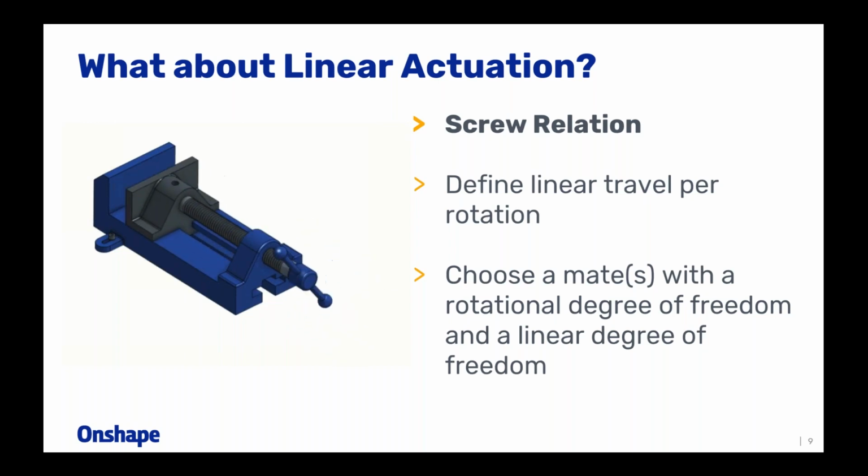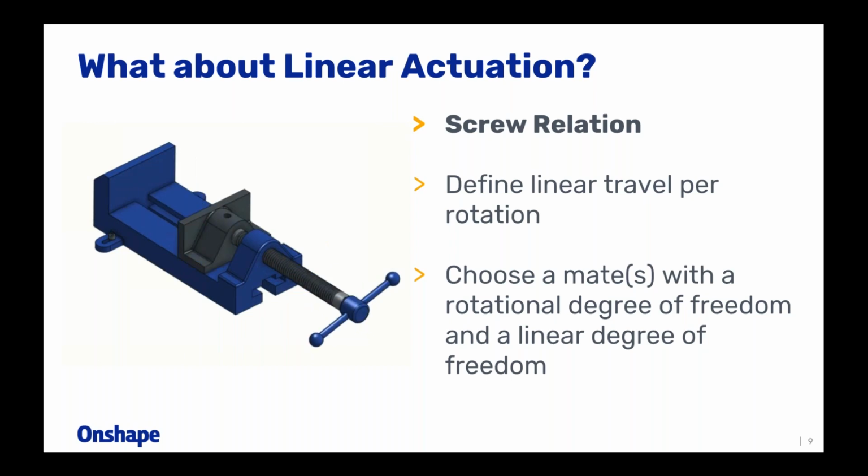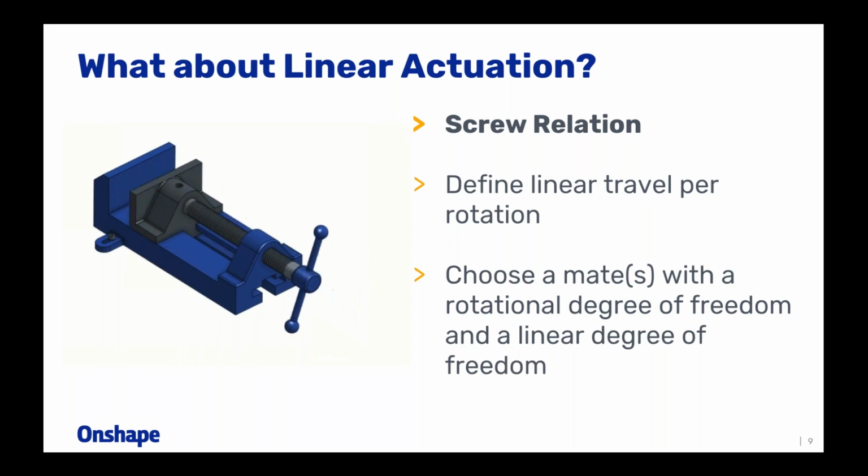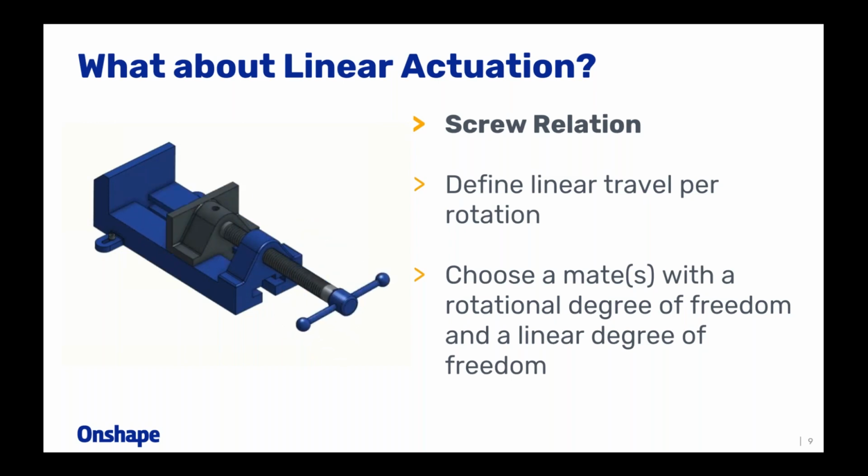So this is a screw relation in Onshape. Any kind of linear actuation, like the machine vise example, is a screw relation. And the key thing I would stress is you need two things. You need a rotational degree of freedom and you need a linear degree of freedom, right? And you're defining a ratio.